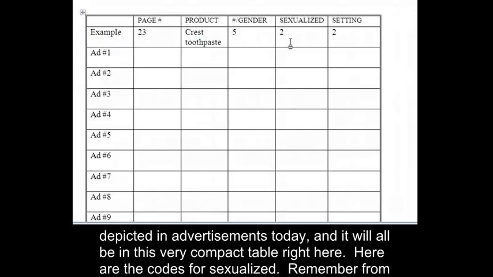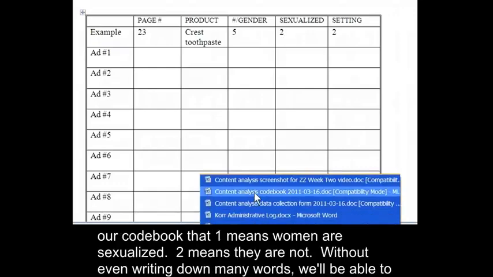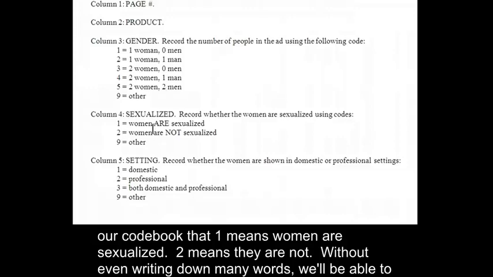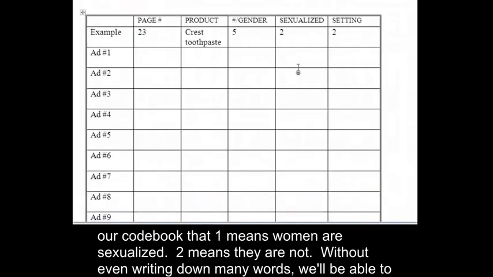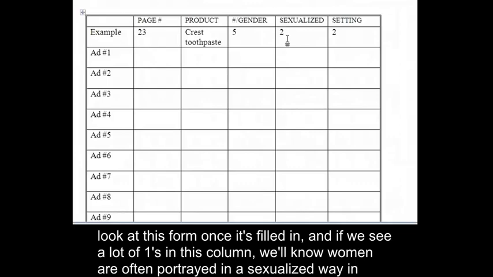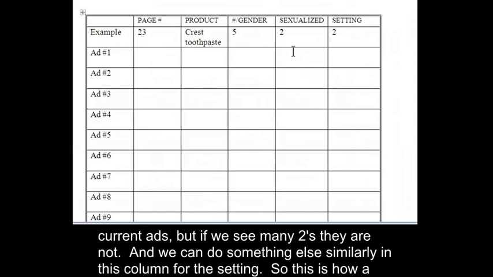Here are the codes for sexualized. Remember from our code book that 1 means women are sexualized, 2 means they are not. Without even writing down many words, we'll be able to look at this form once it's filled in, and if we see a lot of 1s in this column, we'll know women are often portrayed in a sexualized way in current ads, but if we see many 2s, they're not. And we can do something else similarly in this column for the setting.